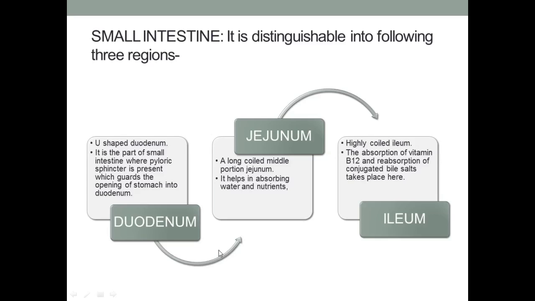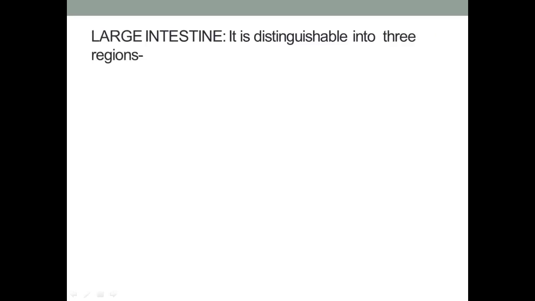And the duodenum leads to the jejunum. This jejunum is a long coiled middle portion of the small intestine. It helps in absorbing water, nutrients, amino acids and also fatty acids. Next, the jejunum leads to the ileum. It is the highly coiled portion of the small intestine. The function of the ileum is to absorb vitamin B12, and reabsorption of conjugated bile salts takes place in this ileum region. Next, let us study about the large intestine.